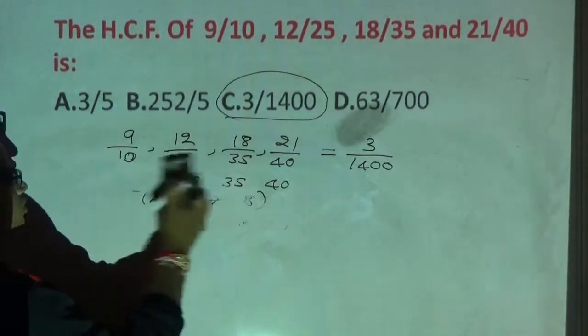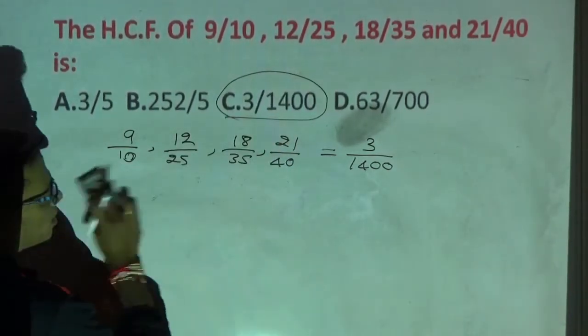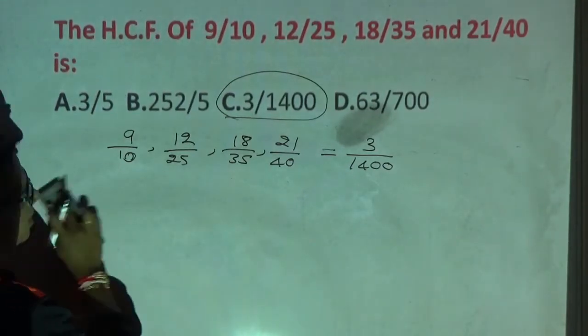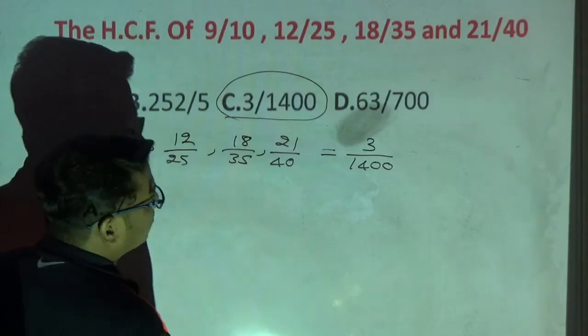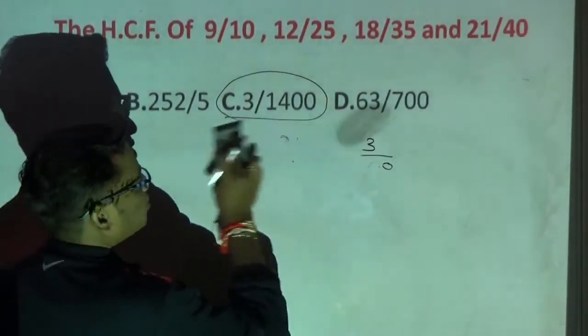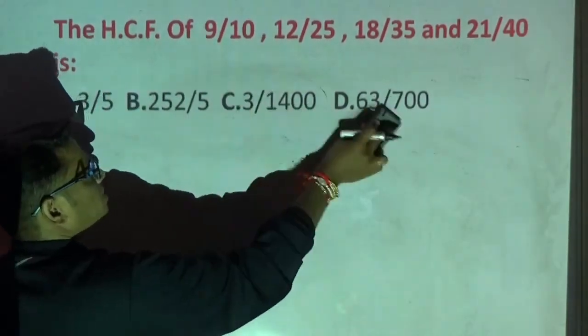That's it. See, using my shortcut I got my answer. How quickly! You can also do it at the same speed as I am doing. So the answer is 3 by 1400. Hope you have understood. I will go for the next example, the next problem.